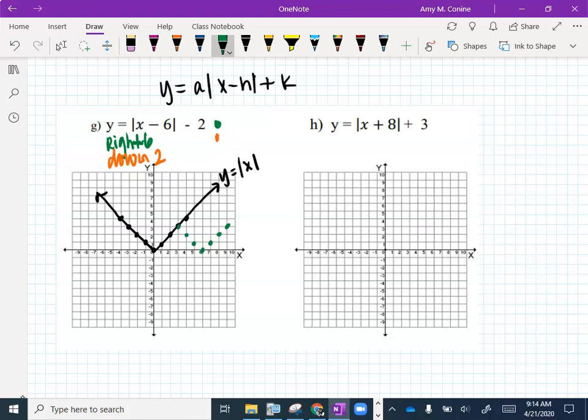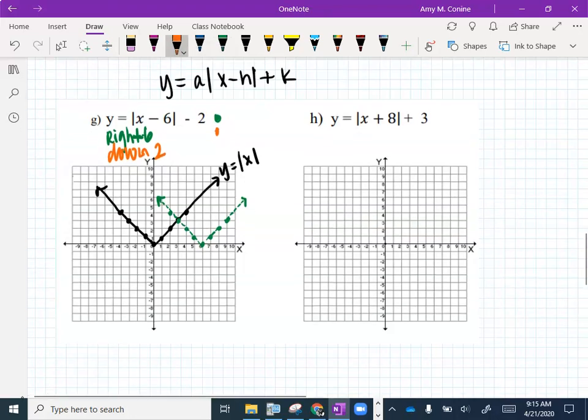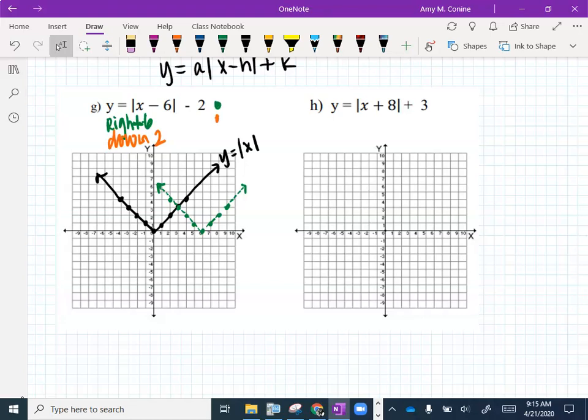with the vertex. And so I'm going to do dotted because this isn't my final transformation. When you do transformations, I find it's easier to do different colors and dotted lines. And then once you get to your final one, you can show that it's your final.